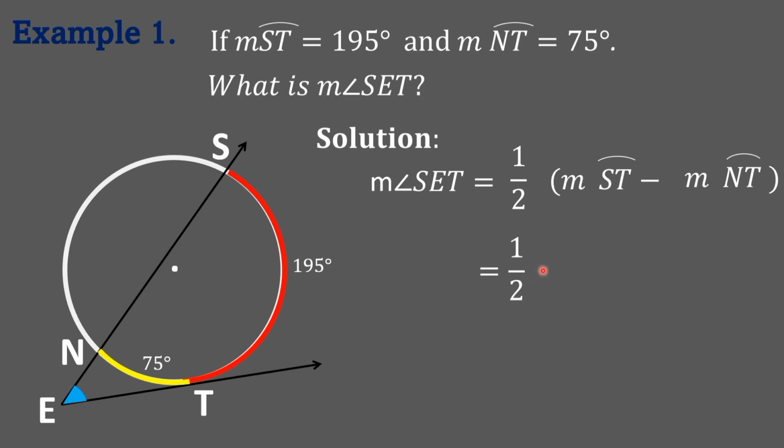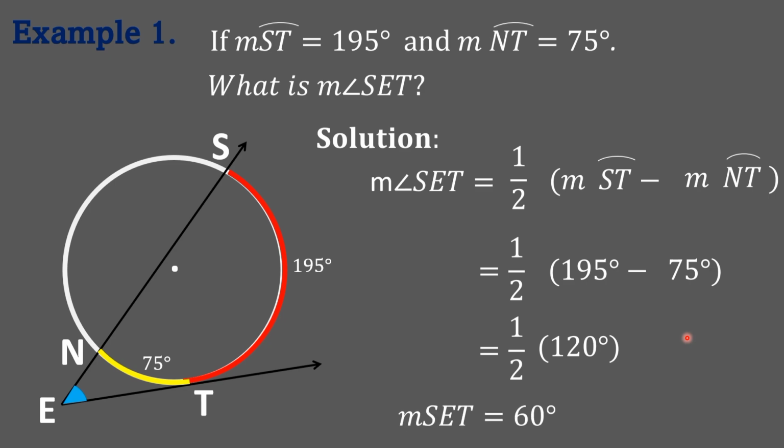This is equal to 1/2 quantity 195 minus 75, which is 1/2 of 120. Thus, the measure of angle SET is equal to 60 degrees.